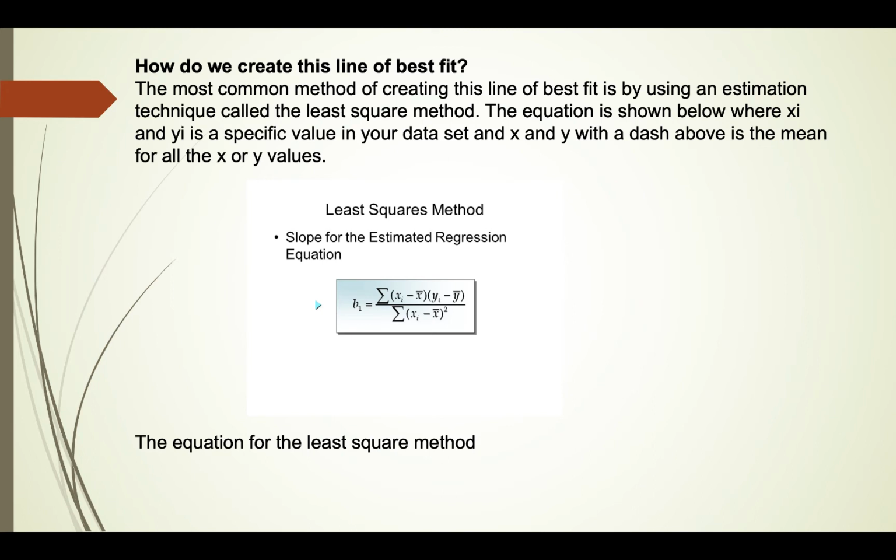In the equation shown below, xi and yi are specific values in your data set, and x and y with a bar above are the mean of all the x and y values. So the equation looks like this: slope for the estimated regression equation.